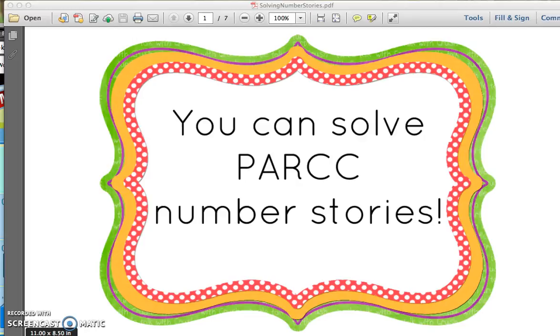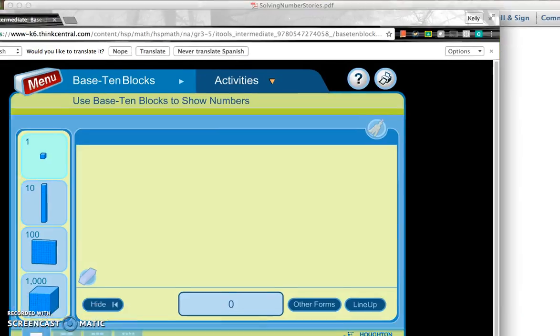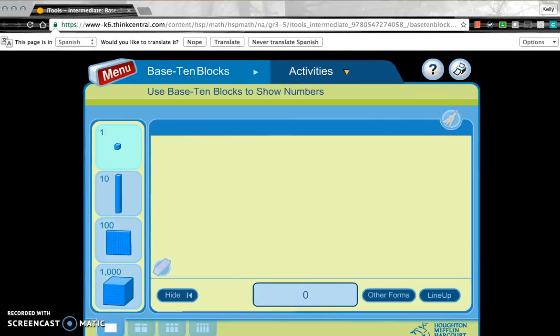You can solve park number stories. Yep. All you need is some confidence and some strategies. We're learning one strategy today, and it's called how to make a 10. So we're making a 10, and many times we use that term in third grade.